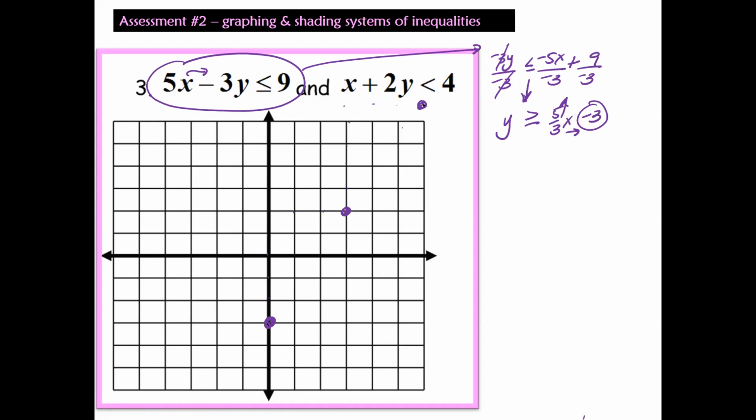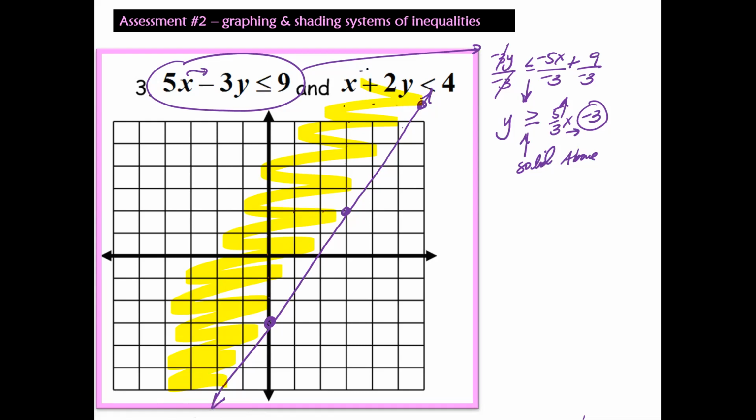Now, once you have the 3 points here, you should see that this has an equal sign. So it's a solid line. And because it's eating the letter Y, you're going to shade above. I'm going to shade above this line. So that's my first one.